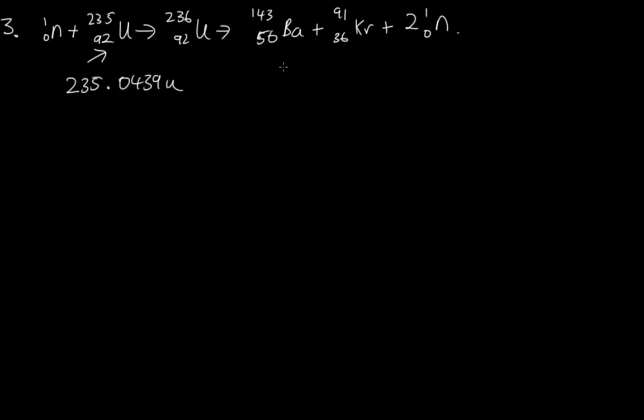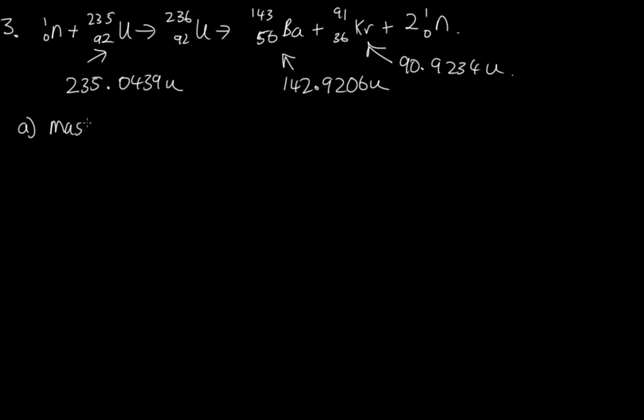And we're told that the mass of uranium-235 is 235.0439 atomic mass units. The mass of barium is equal to 142.9206 atomic mass units, and the mass of krypton is equal to 90.9234 atomic mass units. And in part A, we're asked how much mass is lost during this decay.